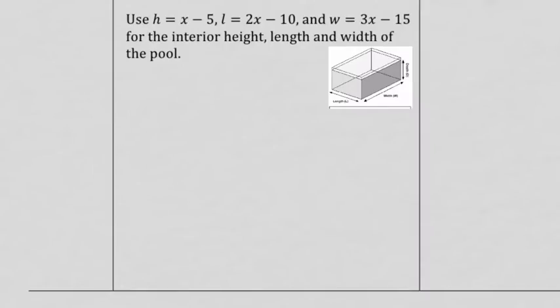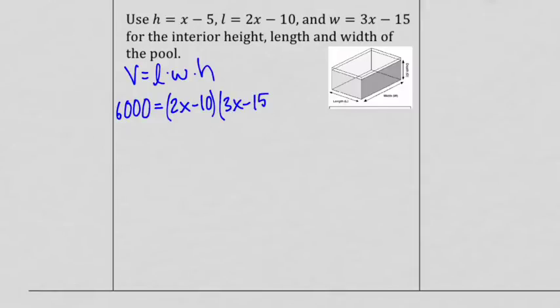Alright, here we go. I'm going to start by writing that the volume is length times width times height. Then I'm going to plug in all the values. For volume, we're going to plug in 6,000. That's what they told us in the information. For the length, we're going to plug in 2X minus 10. For the width, 3X minus 15. And for the height or depth, X minus 5. And we're going to try to solve that.